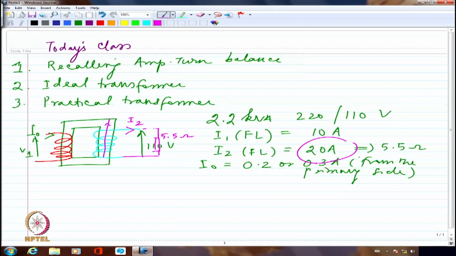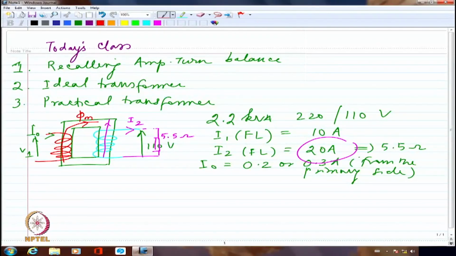But this flux in the core should oppose the original flux. If it had been aiding the original flux, it would go to extremely large values and d phi by dt would also reach literally infinity. So obviously, by Lenz's law, this has to oppose the original flux. The original flux was going in this direction; this was phi m, the mutual flux between the primary and secondary coils.